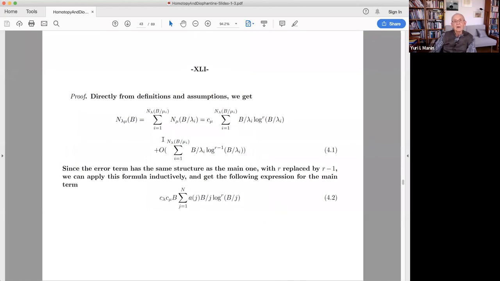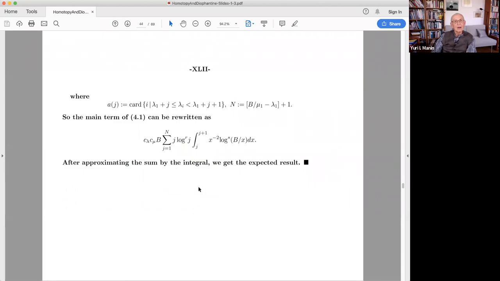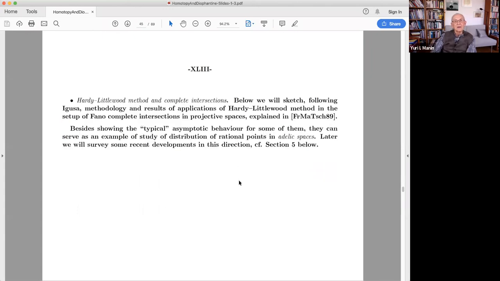And the sketch of proof is that we have such inductive formulas like that. And the error term has the same structure as the main one, but R is less by one, R minus one. We can apply this formula inductively and get at the end the main expression for the main term. And so we can rewrite it like that, and then we get the expected result.